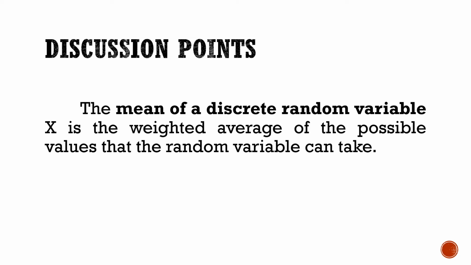For our discussion points, the mean of a discrete random variable x is the weighted average of the possible values that the random variable can take. So if you're asked to find the value of the weighted average, the point average, or the mean of a discrete random variable, these are the same concept. Whatever value you get in computing the mean of a discrete random variable will be the value of your weighted average and your point average.